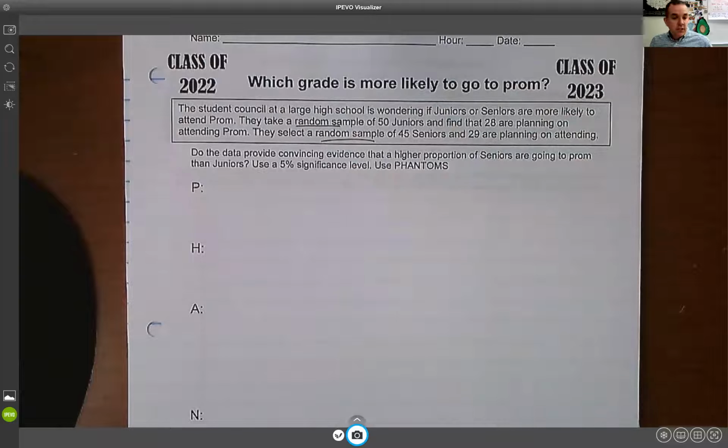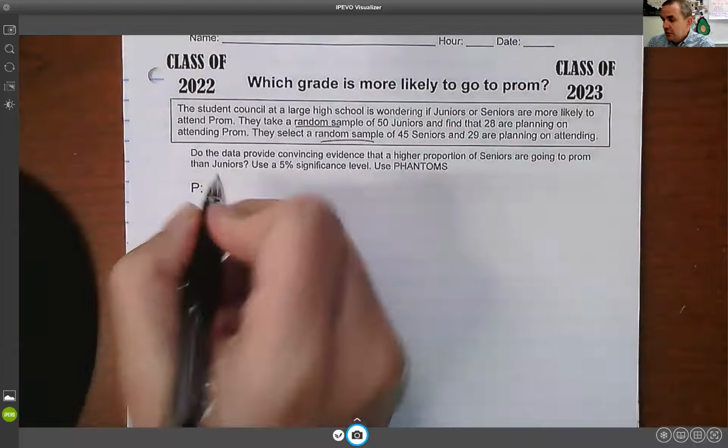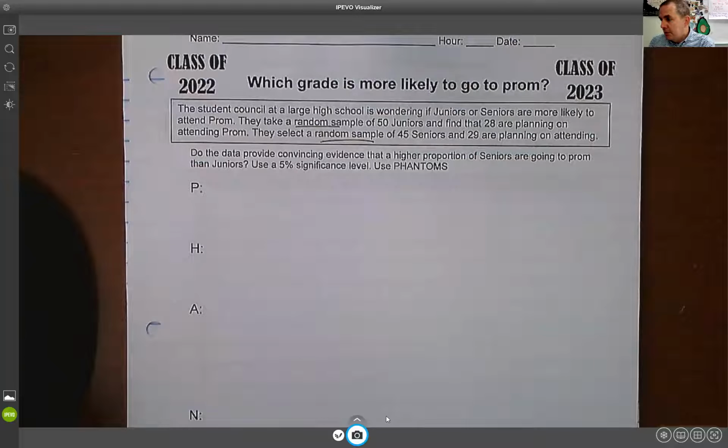Okay, so now we're going to use PHANTOMS here, kind of like we did with the one sample test, but with a two sample test we have to do the checks on both. And there's one new thing here, and it's the only time in any of these inferential processes that something different happens. So when we go to P, it's still going to be declaring our parameters in context.